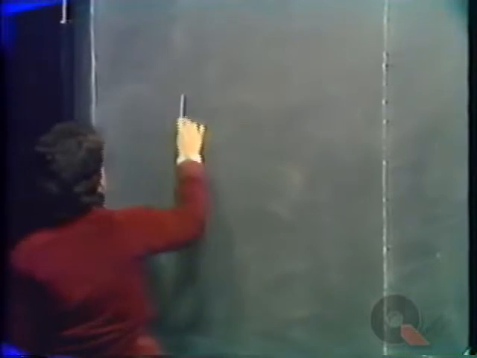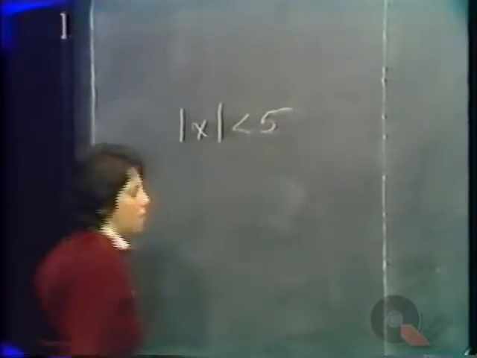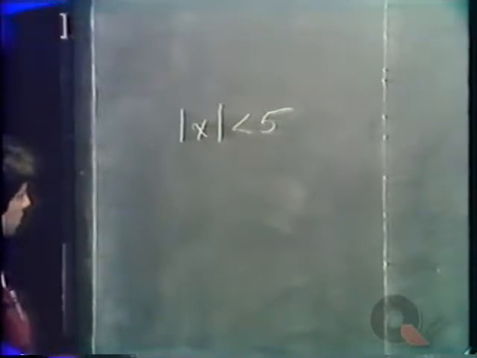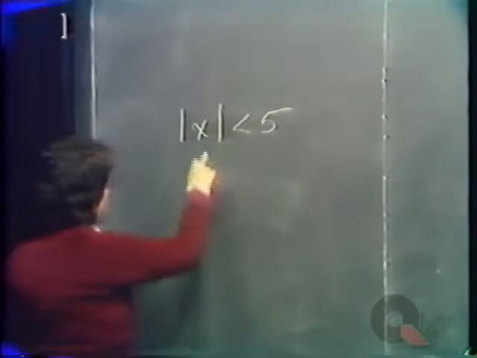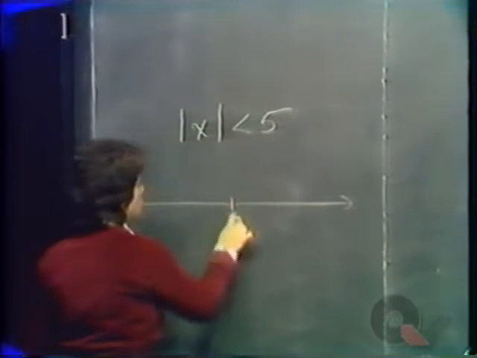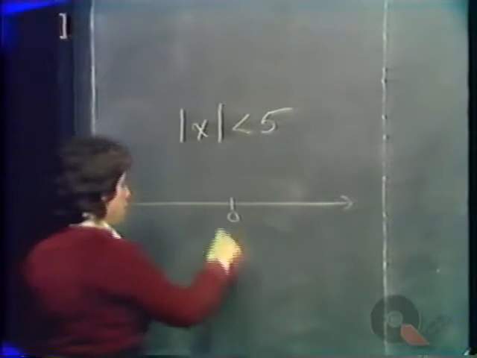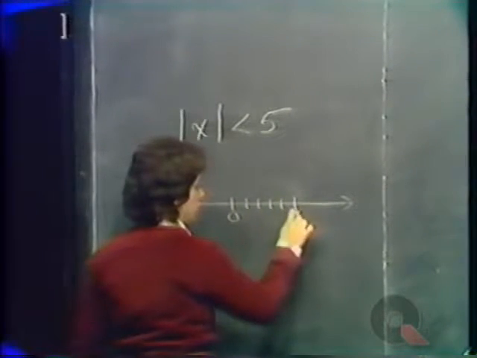Okay, now I'd like to work out some absolute value inequalities. Before we start the next two examples, let's consider something like this. If I say the absolute value of x is less than 5, what does that mean? You could say, looking at the number line, the distance between x and 0 is less than 5. Here is 5.